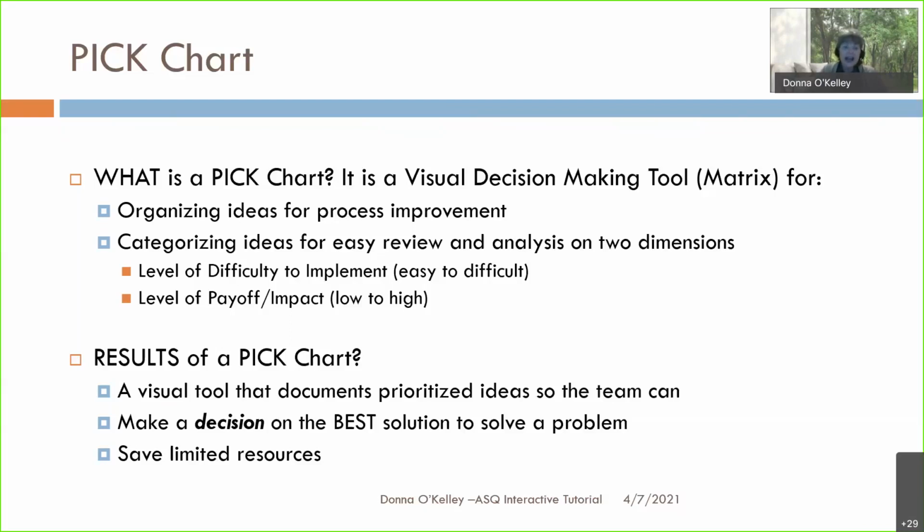So what you should get out of doing a pick chart, what might be the results, is that you have a documented chart that helps prioritize ideas to the team so they can make a decision and choose the best solution to solve a problem, or to choose the best next action. And by doing this, you can also save all your scarce and limited resources.